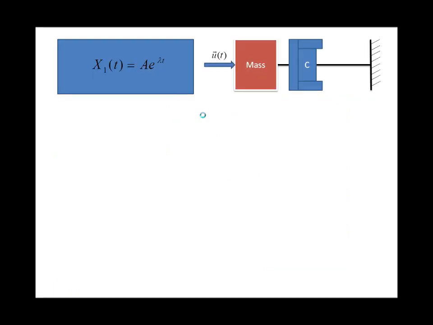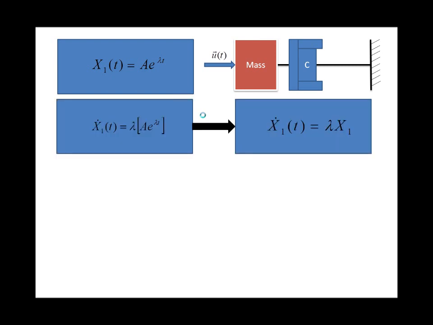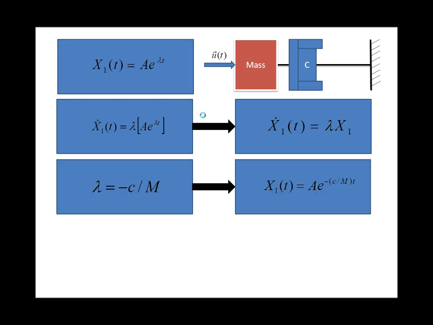Now, assume x1 of t equals a e to the lambda times time. The derivative, which is also the acceleration, of this function will be x1 dot equals lambda times a times e to the lambda times time, which can be reduced to x1 dot equals lambda times x1. Comparing this equation to the one on the slide before, we can conclude that lambda equals negative c over m.